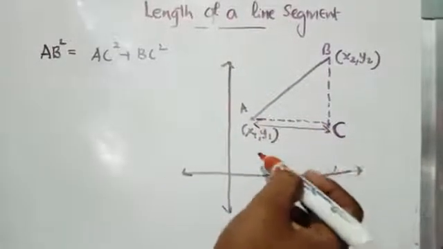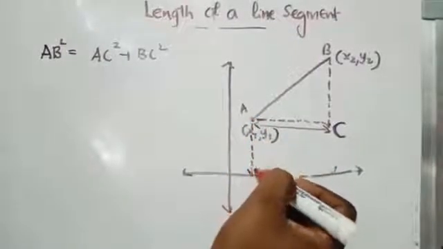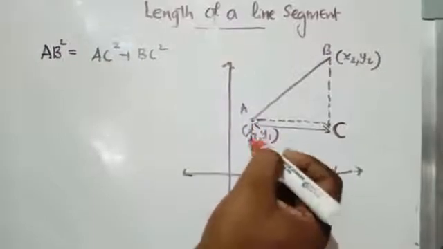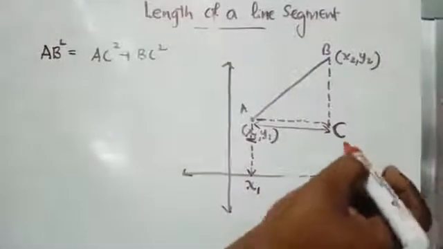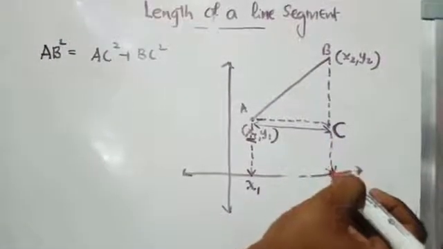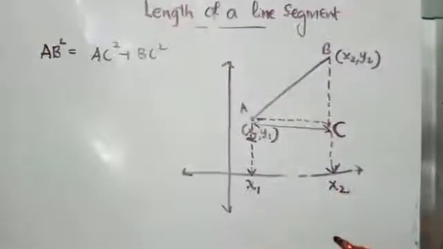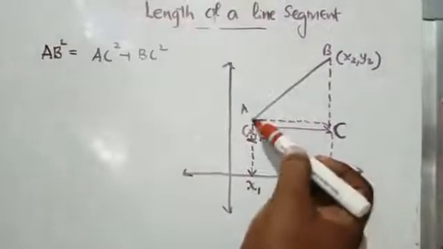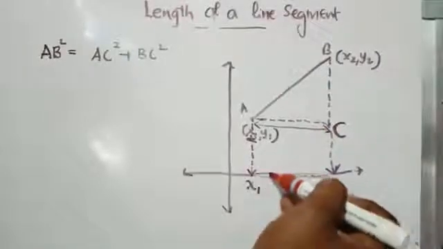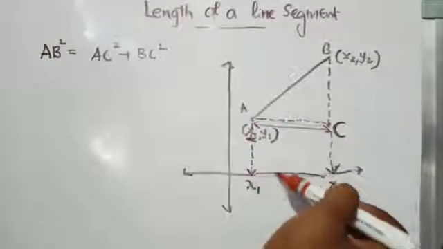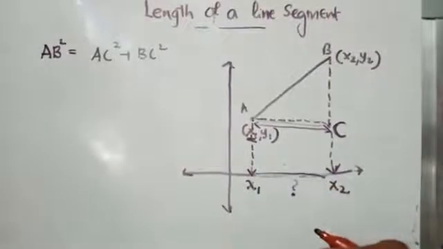See, when you check the x coordinate of A, it is x1. And when you check the x coordinate of C, it is x2. And to find the length of AC, that is the same as this length, isn't it? This length and this length both are the same. So what is this length? This is 0.